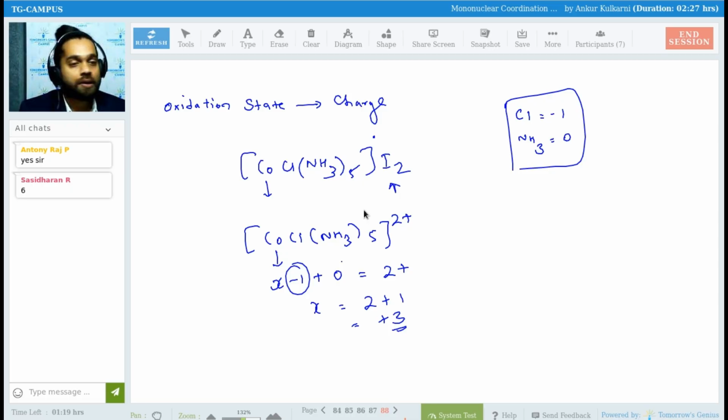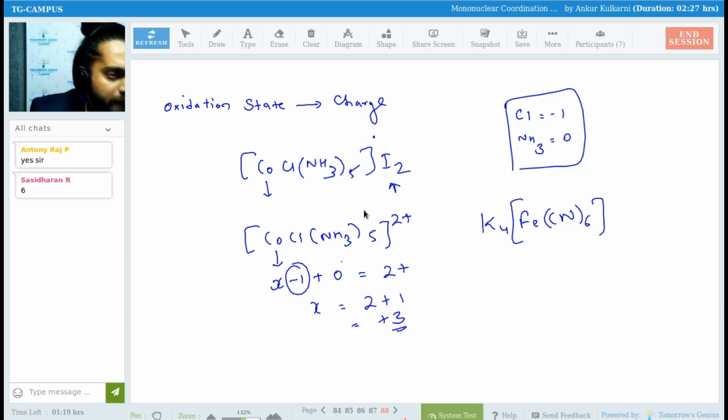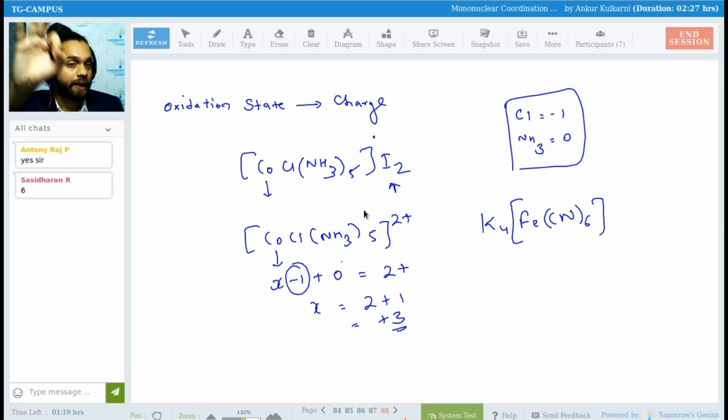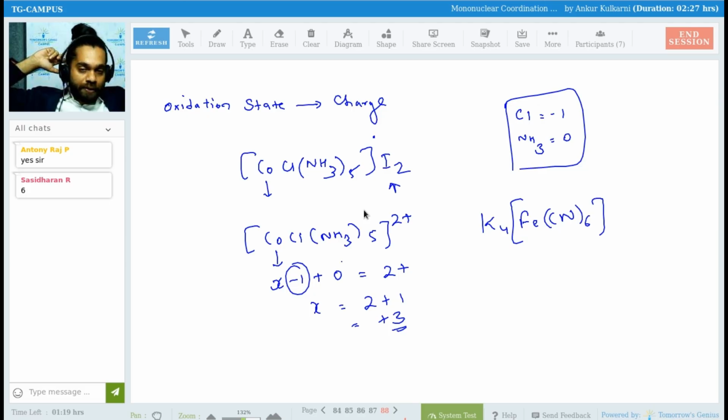Okay, should I give you one more? K4[Fe(CN)6]. Okay, what is the charge on CN, everyone? What is the charge on CN in general? Correct, Jason? CN is -1. Chalo, I have given you hint. Find out the oxidation state of Fe.